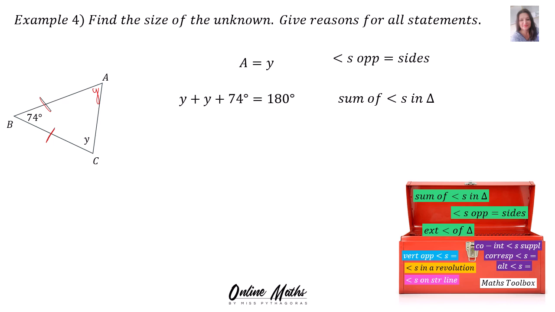Then we will solve Y by saying Y plus Y is 2Y plus the 74. Let the 74 walk across, and it becomes 2Y is 180 minus 74, which is 106. And then to solve Y, we divide both sides by 2, and then Y is 53 degrees.